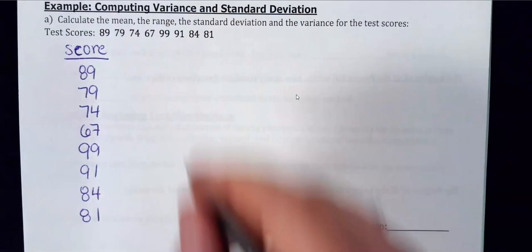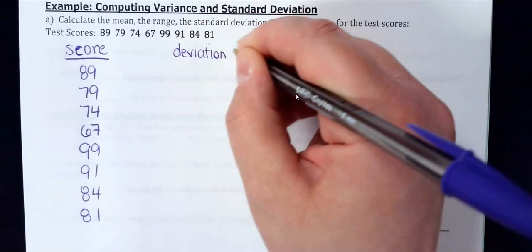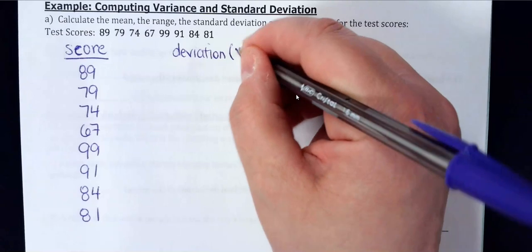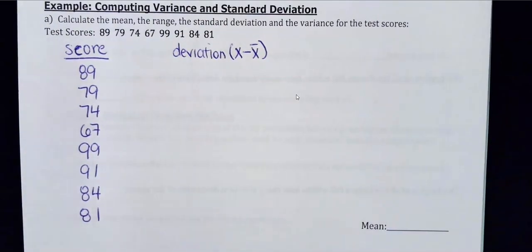All right, so deviation is just going to be, for our example here, your test score minus the mean. So we've got to find the mean first. I'm just going to grab my calculator here real quick and add these guys up. I've got all these test scores: 89, 79, 74, 67, 99, 91, 84, 81.